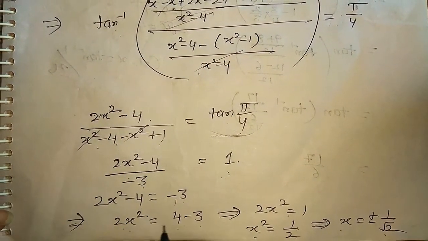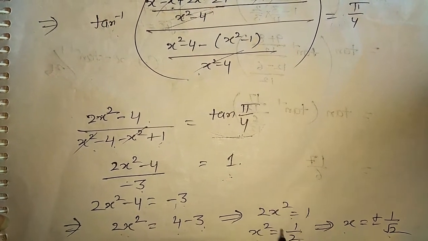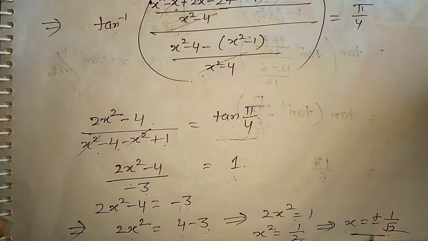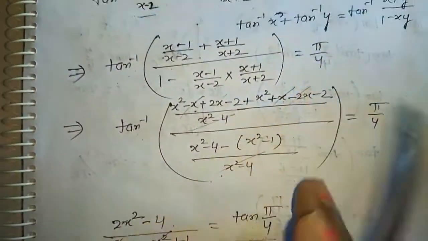2x square is equal to minus 3 plus 4, that is 1. So x square is equal to 1 by 2 and x will be plus minus 1 by root 2. So for x value plus minus 1 by root 2, this value is pi by 4.